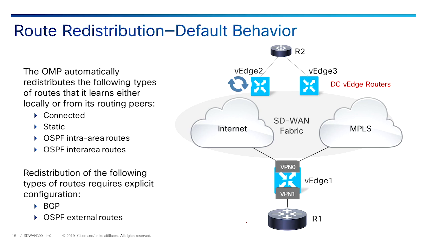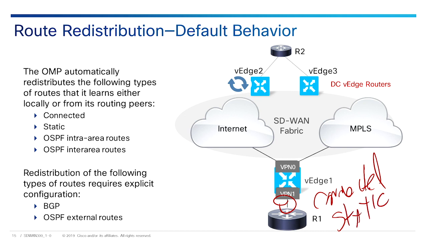basically, we're going to automatically redistribute the following types of routes that it learns locally or from its routing peers: connected routes. So basically, these individual interfaces back here are automatically going to get advertised. So if you're connected, or we add any manual statics, that says connected, static, okay, and those inter-area routes. Redistribution of the following types is going to require explicit configuration: BGP and OSPF external.